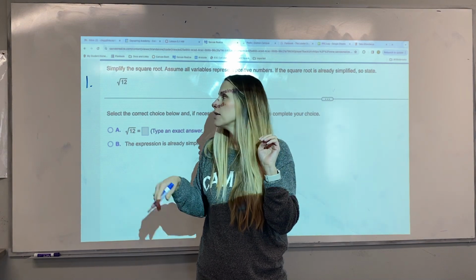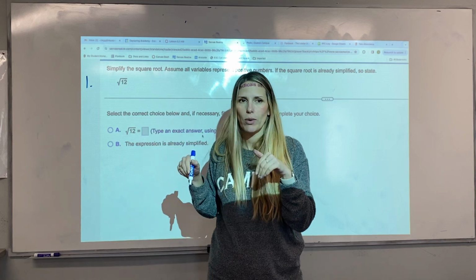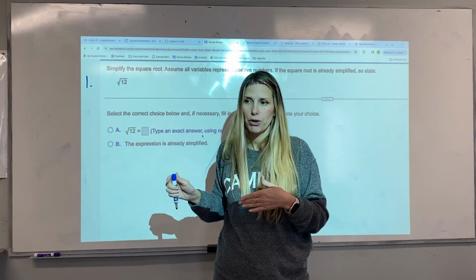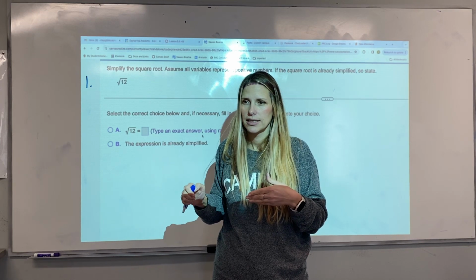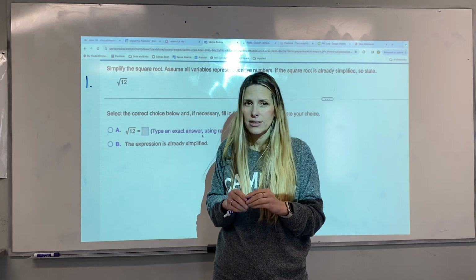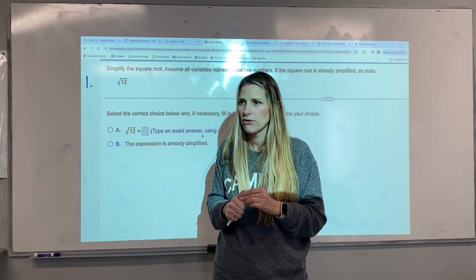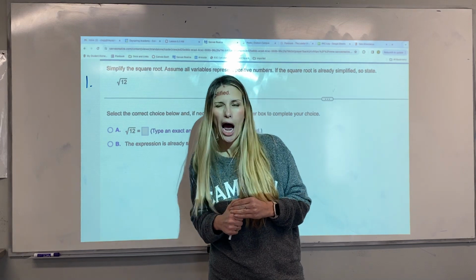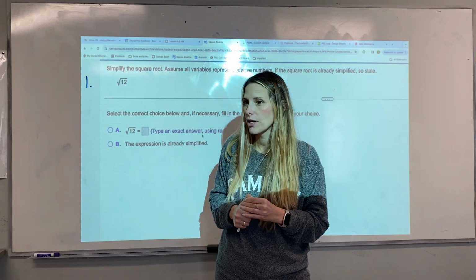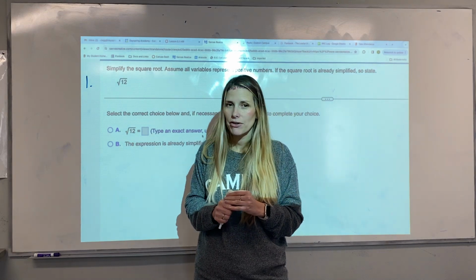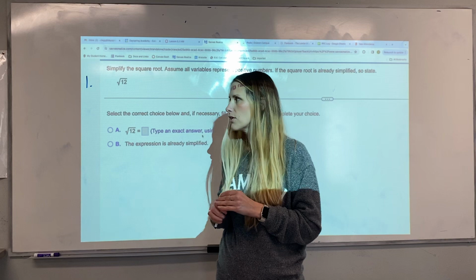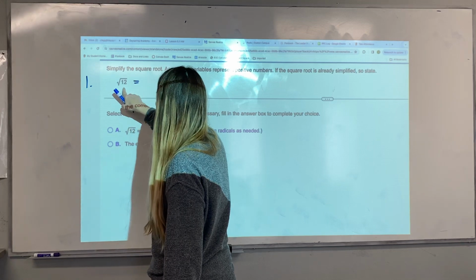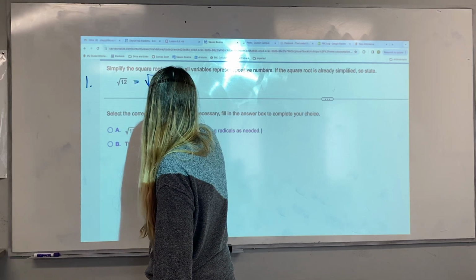The factors of 12. If I open up the 12, are 6 or 2 perfect squares? No. Can you guys give me other factors of 12? Yes, 4 and 3. Is 4 a perfect square? Yes. So that's the second question we asked to say, can it be simplified? We can rewrite the square root of 12 as the square root of 4 times 3.